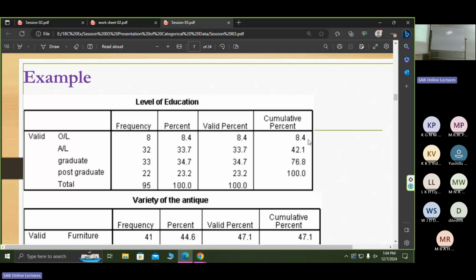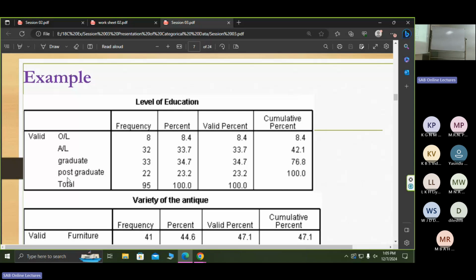The first one is 8.4. It means the first cumulative percentage is 8.4, so 8.4% of the respondents have completed ordinary level only. Then the second one, 42.1. It means 42.1% of respondents have completed O level and A level, both combined. Then the third one, graduate: 76.8% of the respondents, some have O level only, some have completed up to A level, and others have completed their bachelor degree. Understood? The three components are summed, because cumulative means summation, the total.